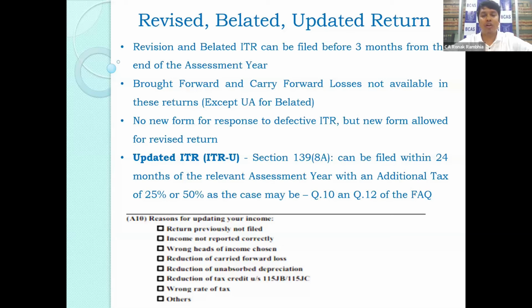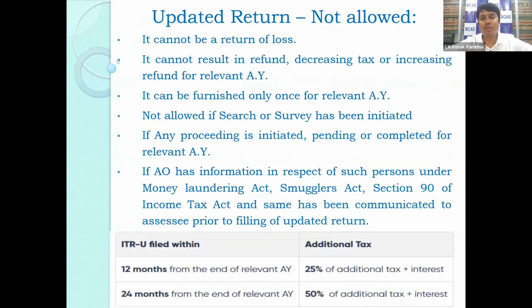So here you have to select the reason for which you are filing this updated return. Some cases in which you are not allowed to file an updated return: you cannot file an updated return as a return of loss. It cannot result in a tax refund or decrease the current tax filed in your original, belated or revised return, or increase your refund for the relevant assessment year. It can be furnished only once for the relevant assessment year.